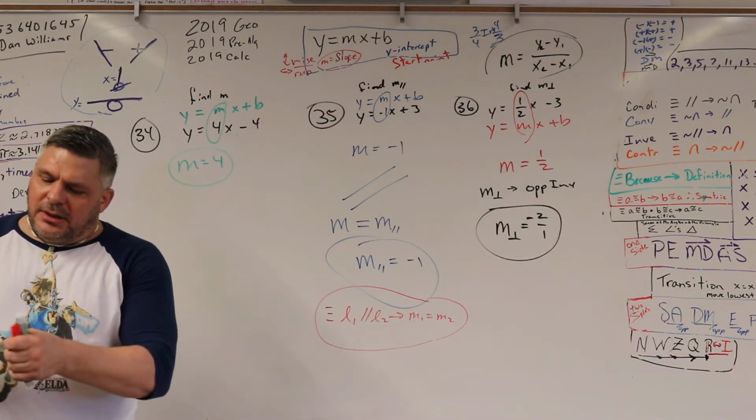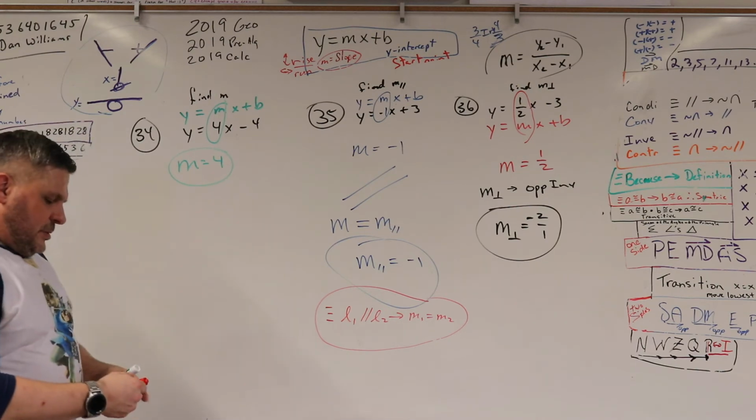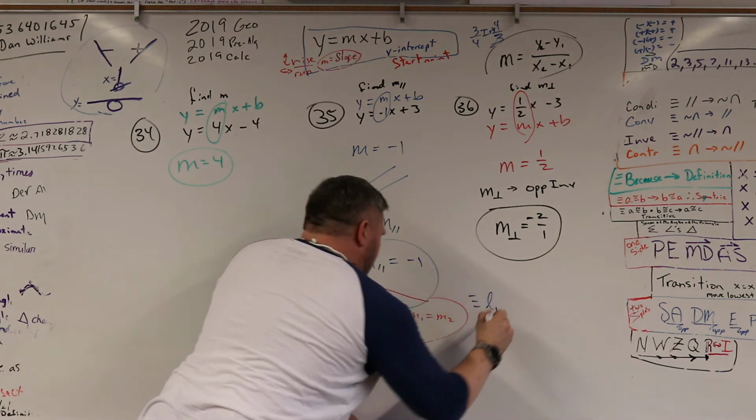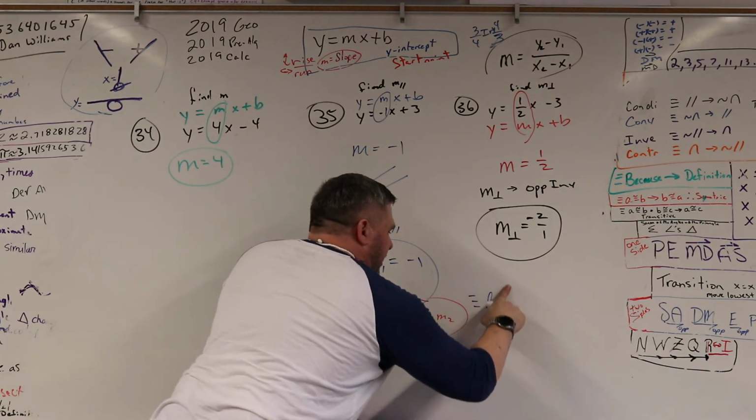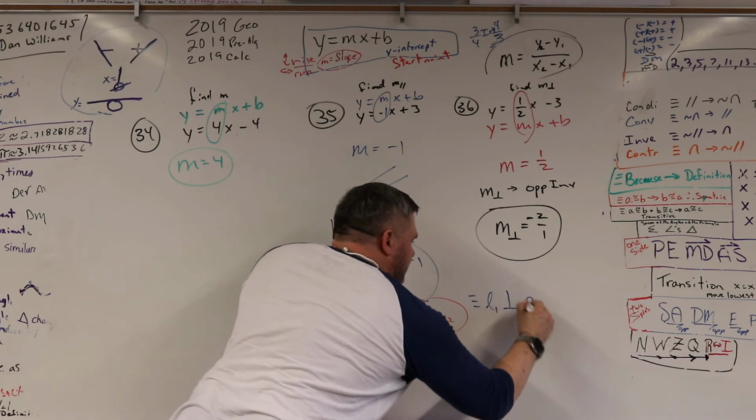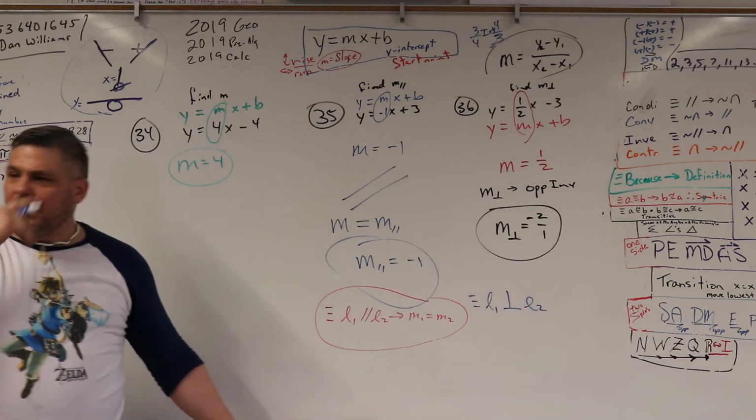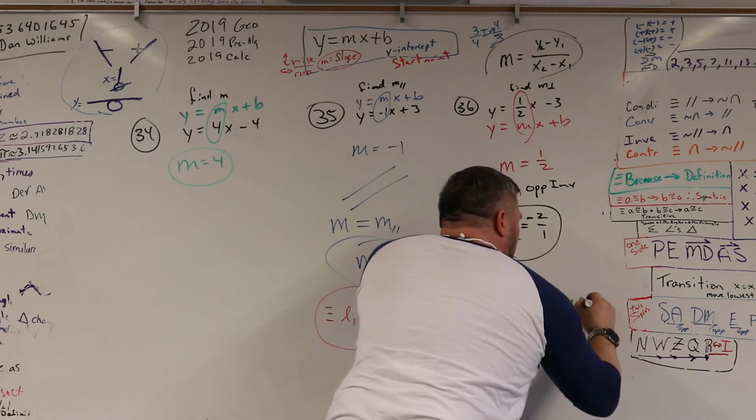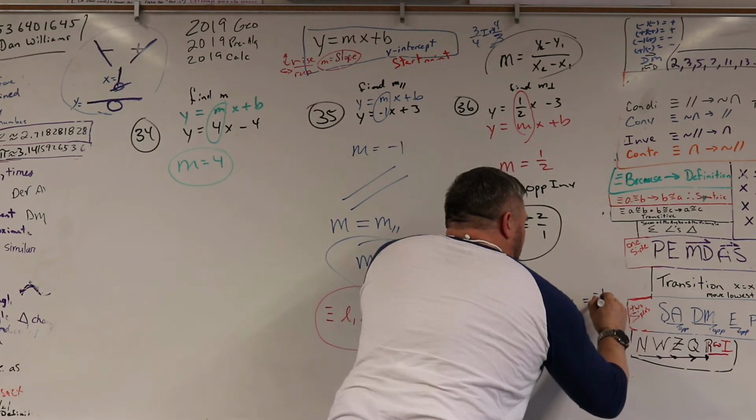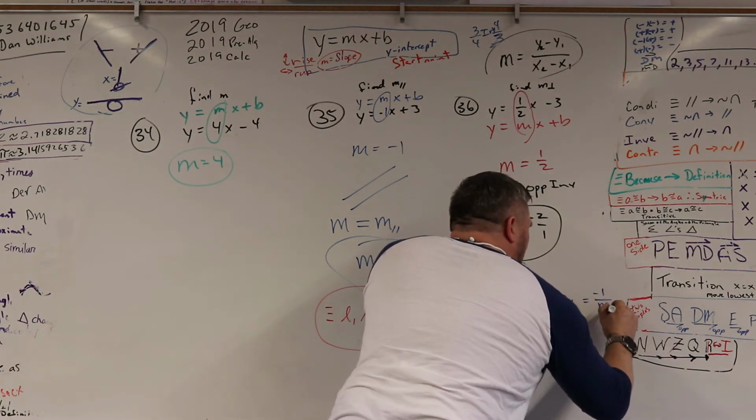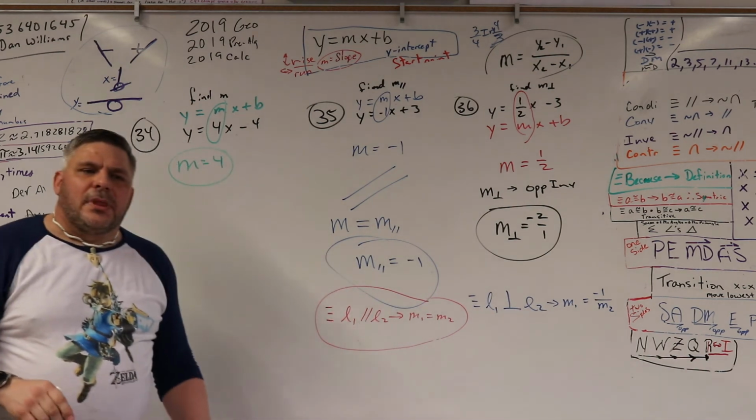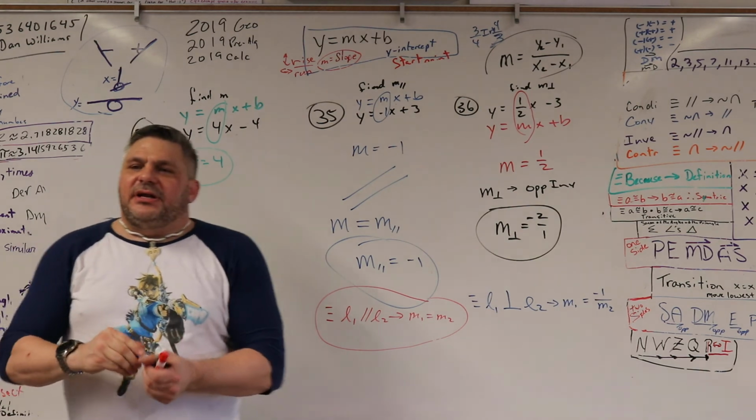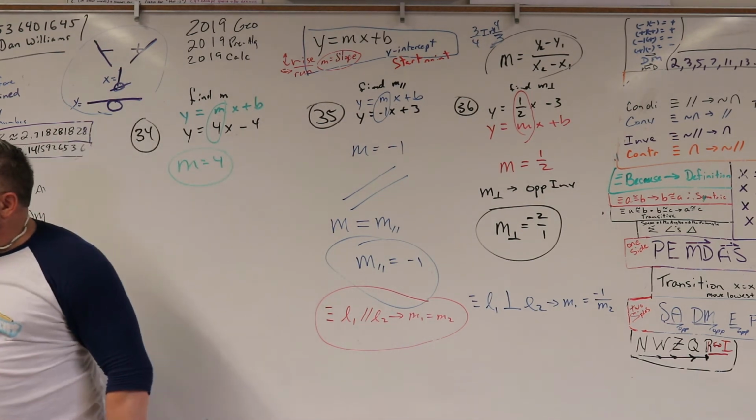Okay? Now, for the rule, if L1 is parallel, or sorry, is perpendicular to L2, right? Then M1 is going to equal the negative inverse of M2. In other words, you're going to flip it and you're going to make it negative. Now, if it's already negative, then two negatives make it positive, right?